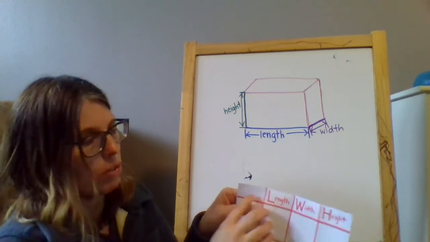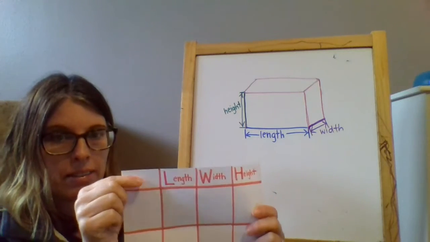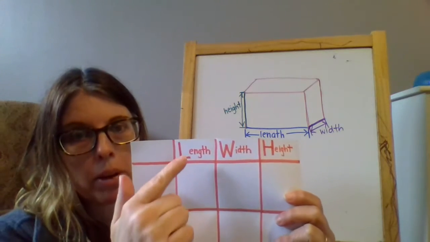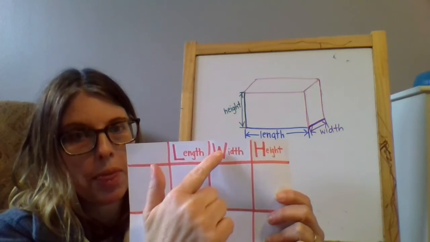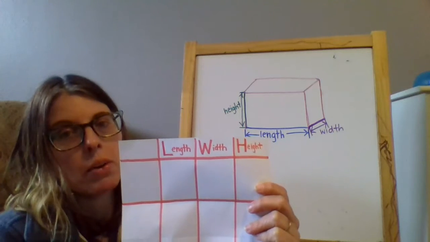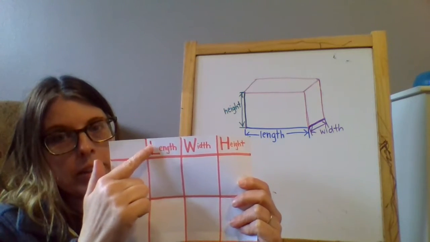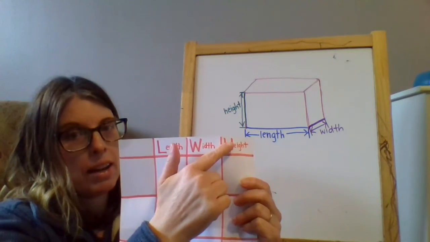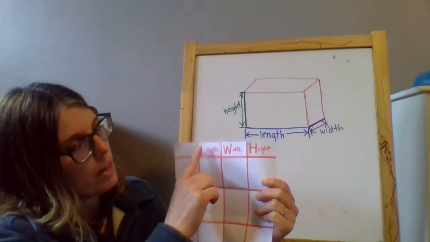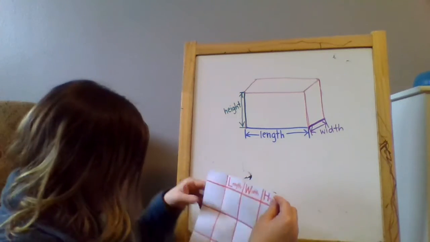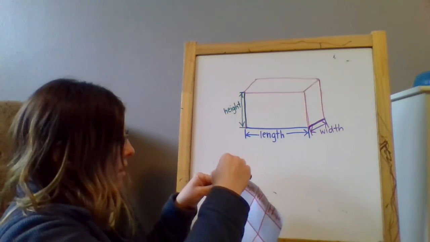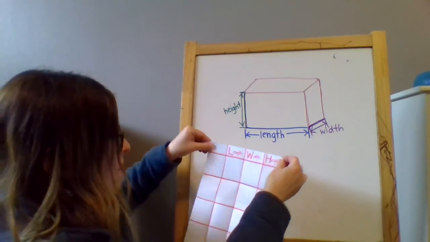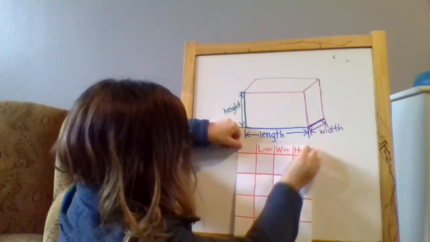And then don't do anything in this box, okay? But we're going to measure length, width, and height. So you can either write out the words length, width, height. Or you can just make an L for length, W for width, or H for height. Okay? So L, W, H. Okay. And then we'll be ready to get started. So let me show you an example with one of my boxes. And then you can go ahead and do this with your boxes.